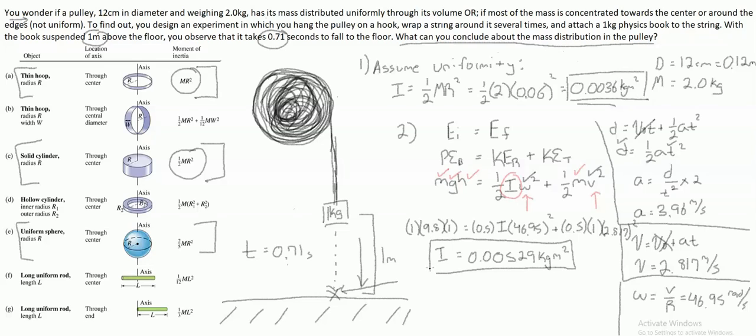And look at that. It turns out that the I when we calculate it using the motion is different than when we calculate it using the formula, which means our assumption was incorrect, and most likely we have something with more mass concentrated around the outside, the outer circumference of the pulley.